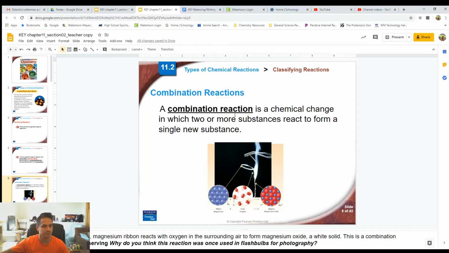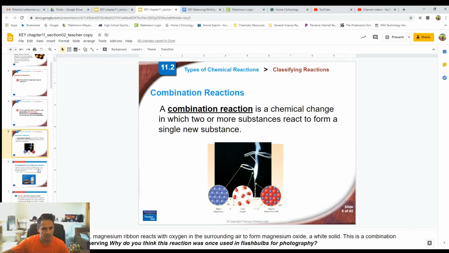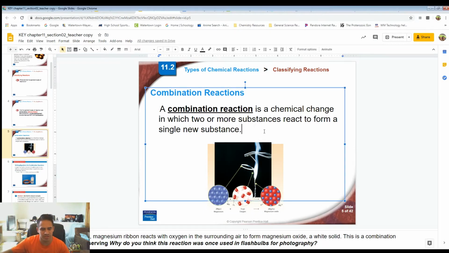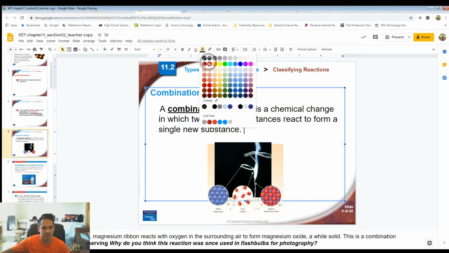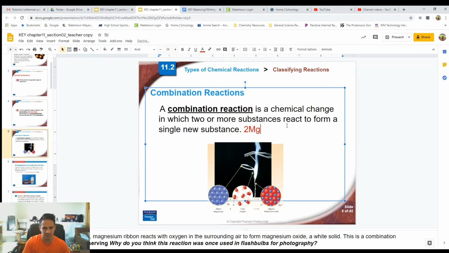Okay? So, the example that they show here in the picture is Mg, and it might be hard to read. It might be a little bit small, so I'm just going to make it bigger here. So 2Mg plus O2, and they're making 2MgO. Okay, so we see that they have magnesium and oxygen, and it's combining to make one new compound, magnesium oxide.